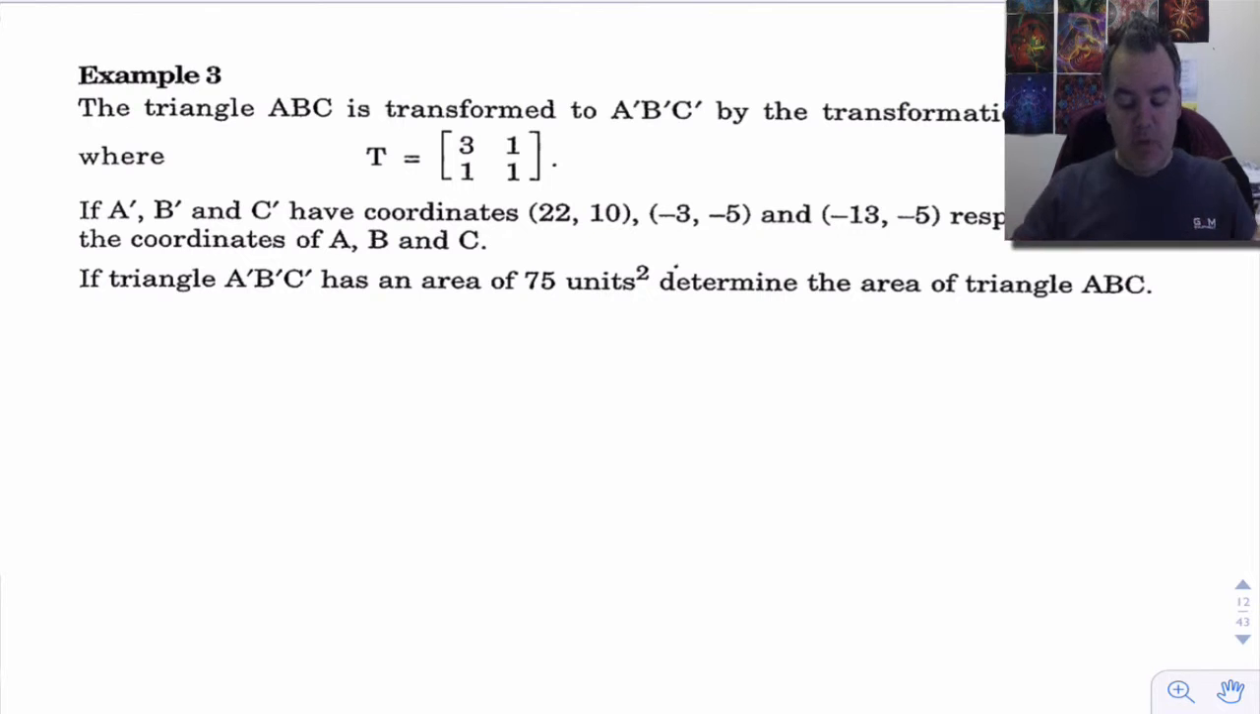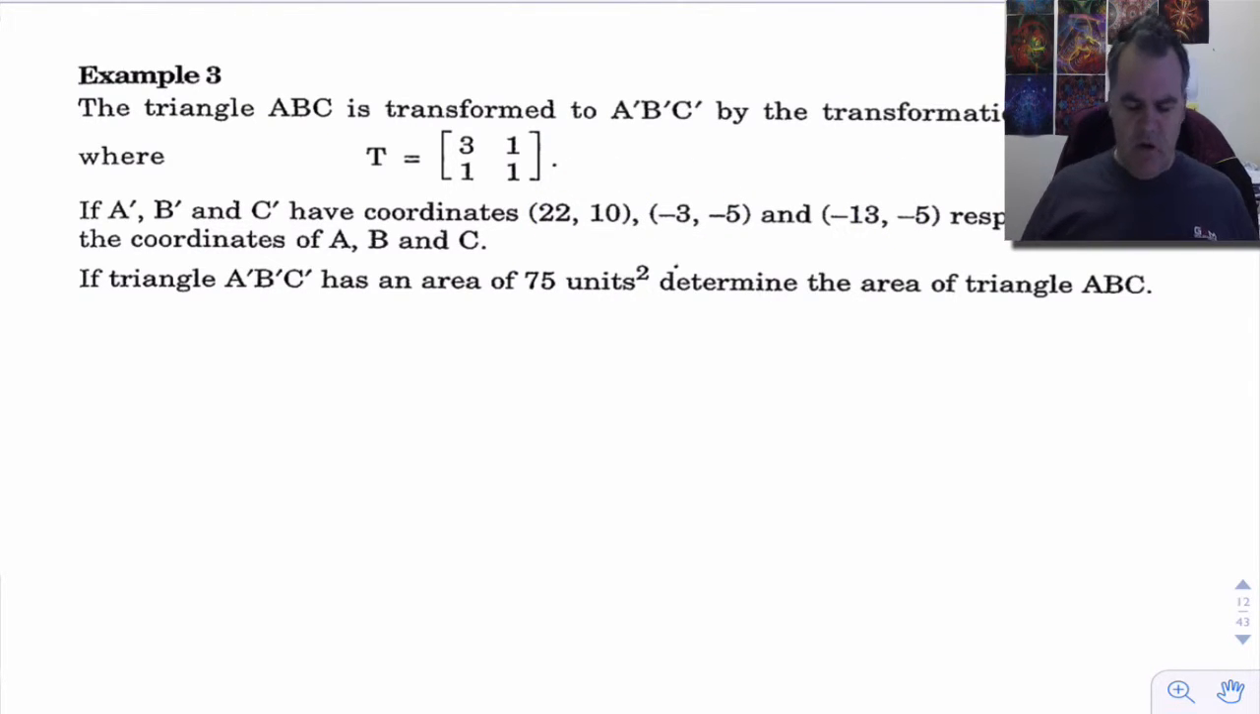Okay, next example. We've got a triangle. It's transformed to another triangle by that matrix there. Now this one's a bit tricky. I don't know what this does: 3, 1, 1, 1. We're given that the coordinates of the transformed triangle are these ones here, and we need to find, respectively, what the original coordinates A, B, C are. Then it starts talking to us about the area, so I want to talk about that as well.